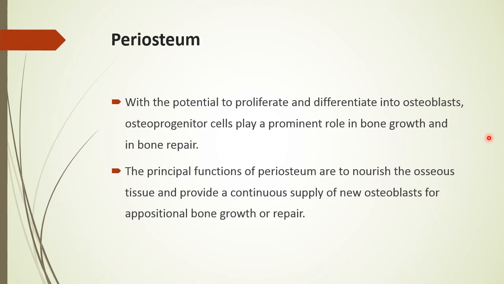The principal functions of periosteum are to nourish the osseous tissue and provide a continuous supply of new osteoblasts for appositional bone growth or repair. It nourishes the osseous tissue through its few blood vessels and nerves, and the periosteum provides a continuous supply of new osteoblasts, which are needed for appositional bone growth or repair.